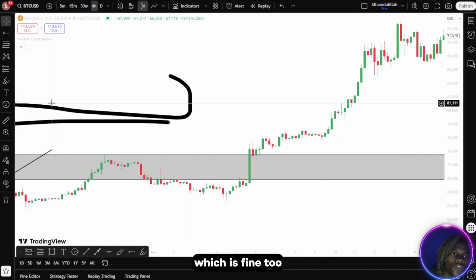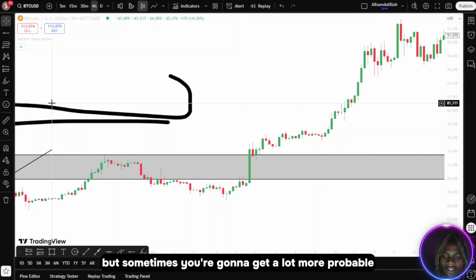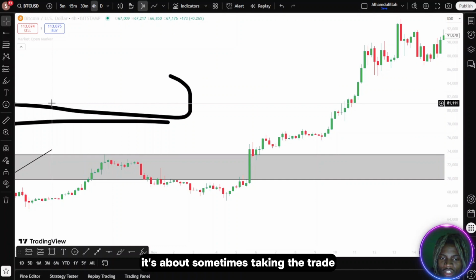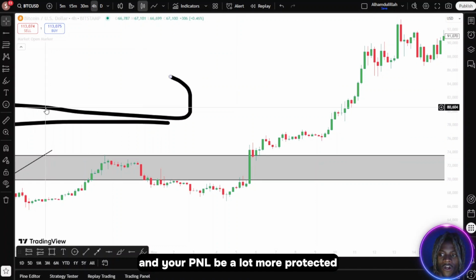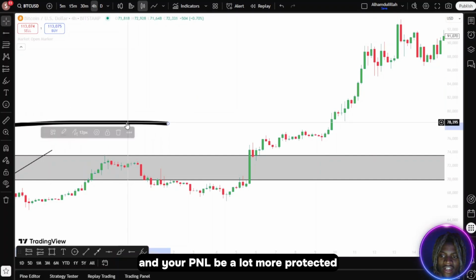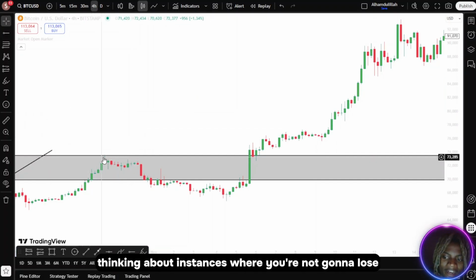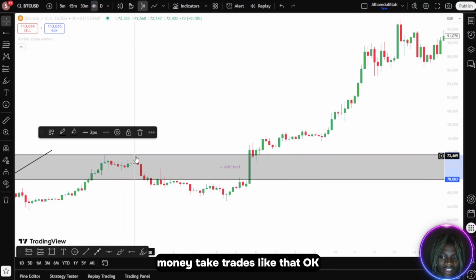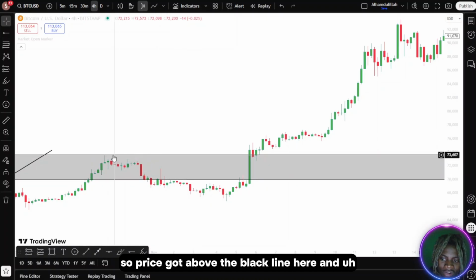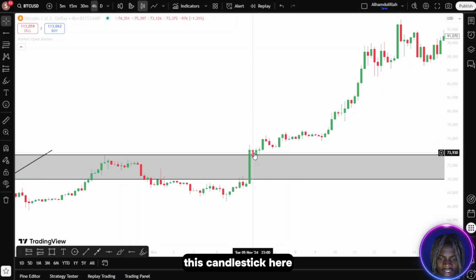Which is fine too, because sometimes you're going to get a lot more probability. Trading is not always about making money. It's about sometimes taking the trade where you're not going to lose money. Think about that perspective, and your P&L will be a lot more protected. Stop thinking about making money, and think about instances where you're not going to lose money. Take trades like that.